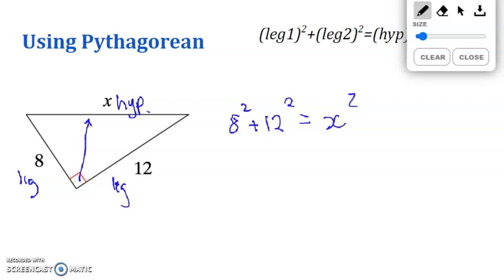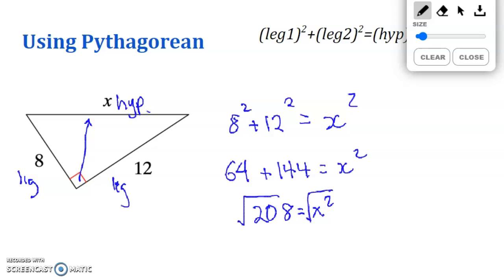What's 8 squared? That's 64. What's 12 squared? 144, plus x squared. Okay, 64 plus 144, that's going to be 208 is x squared. So to figure out x, we don't want x squared, we want x, so we need to take the square root of both sides to get x is equal to the square root of 208.